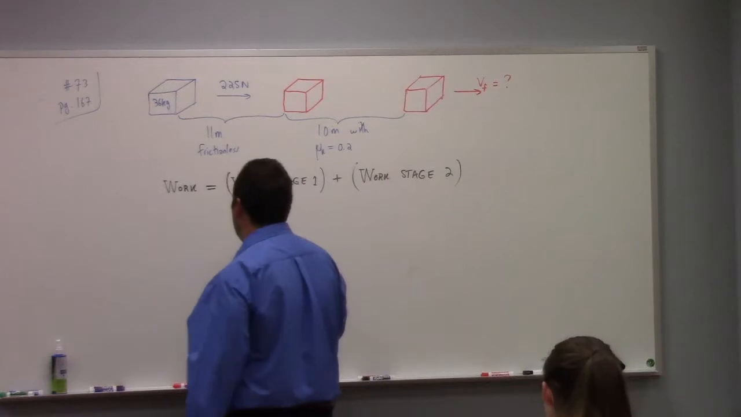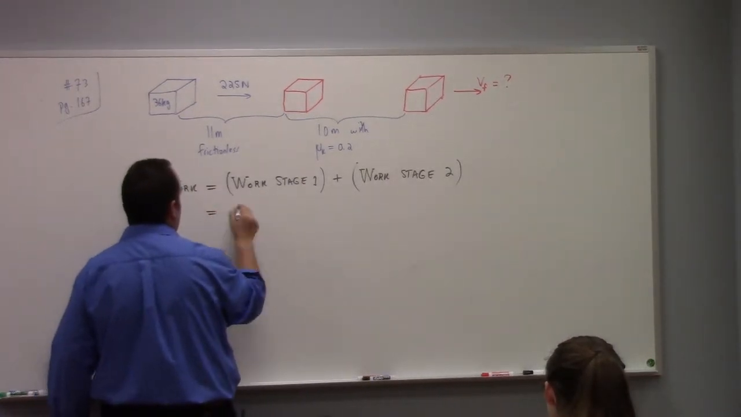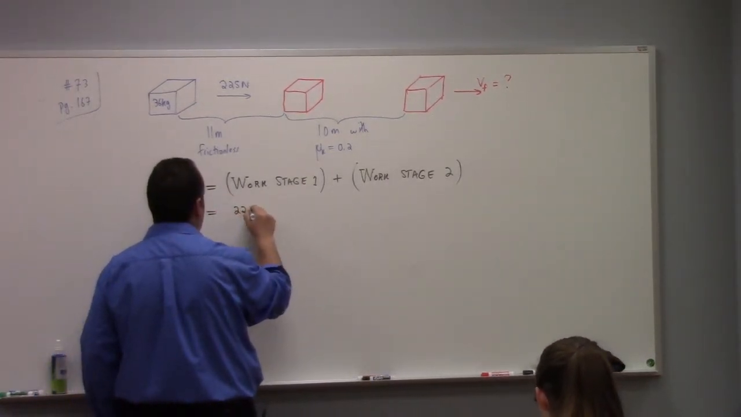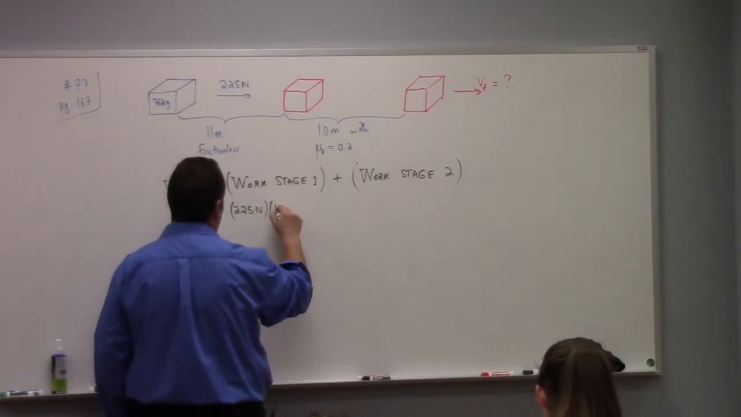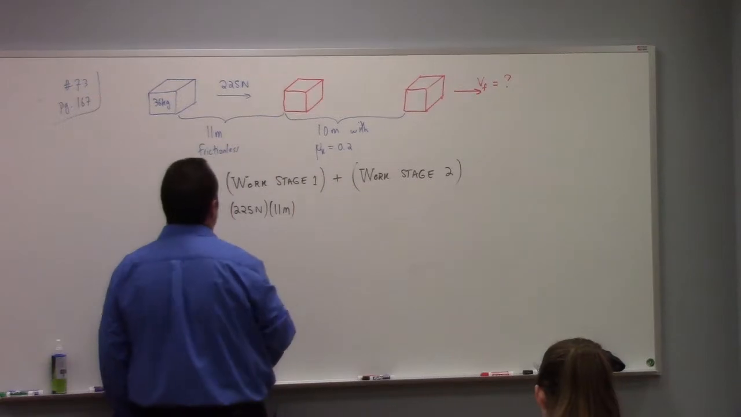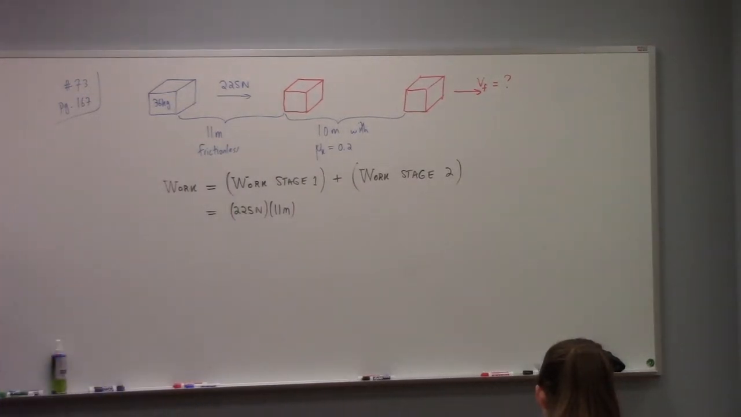One of these is very straightforward. So the work in stage 1 is just 225 newtons times what? 11 meters. Because the force is horizontal and it's being applied in the direction of motion, we get to go back to middle school and say work is force times distance.